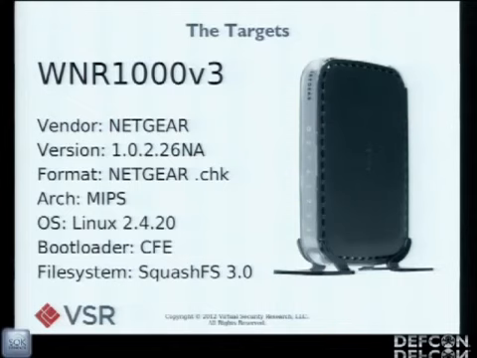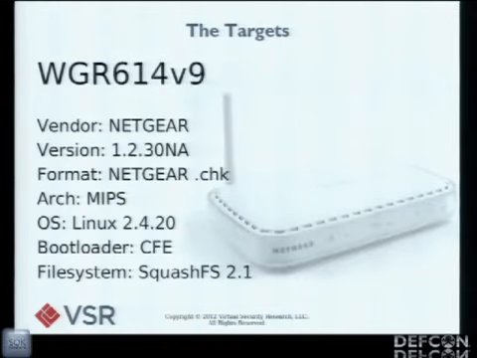So a couple routers that I looked at specifically for this project: the WNR 1000 version 3, made by Netgear, and it uses the proprietary Netgear CHK format, which we'll go into a little bit more later, for the actual structuring of the firmware image. It uses a MIPS architecture, and as we'll see, almost every consumer router out there, at least that I was able to use, was based on MIPS. And these use really old versions of Linux, which is great. This one was using Linux 2.4.20, which I believe came out in November of 2004 or 2002. And that's really old.